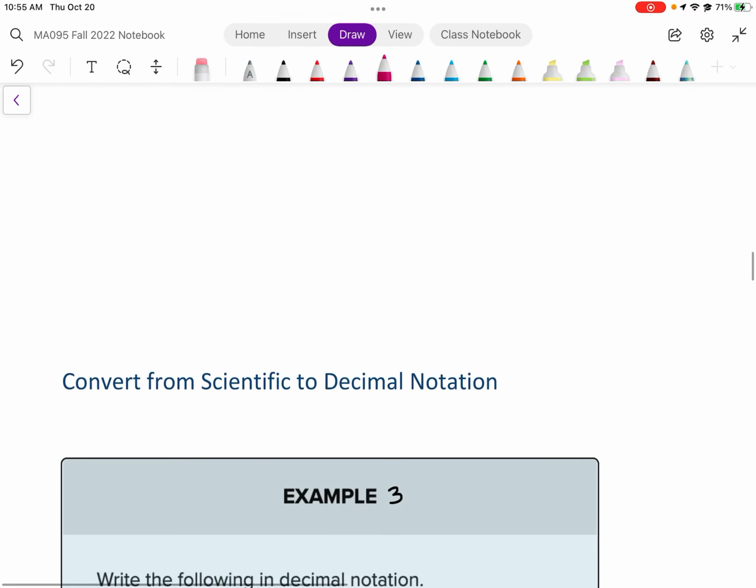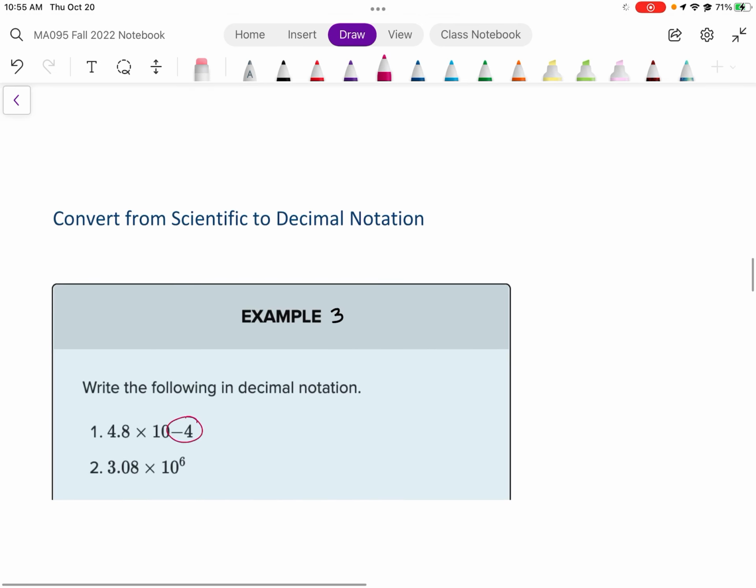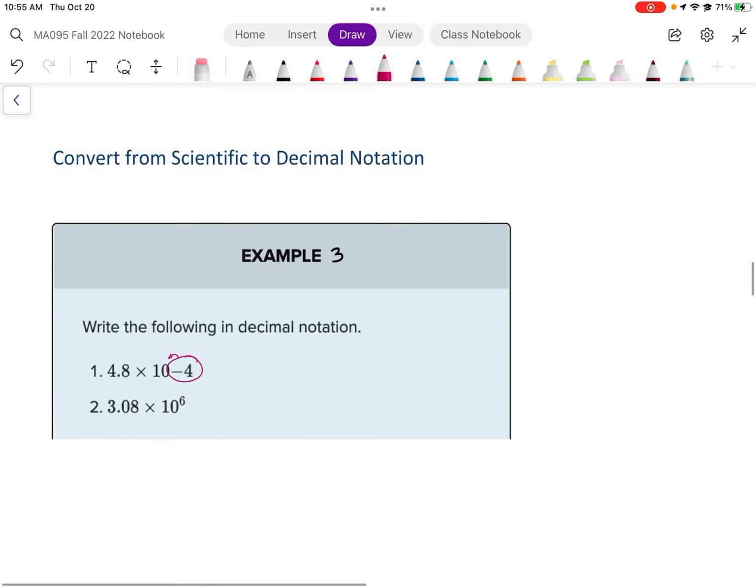Okay, let's move on to converting going in the other direction. This is supposed to be up in the, there was a typo, but convert from scientific to decimal notation. So I'm going to rewrite this: 4.8 times 10 to the minus 4. That minus 4 is supposed to be up there. Okay, so here's how I would do these.